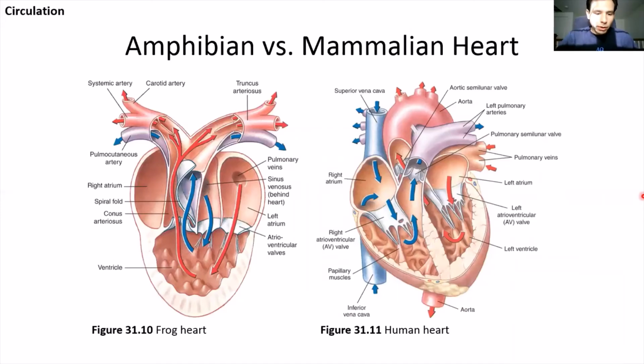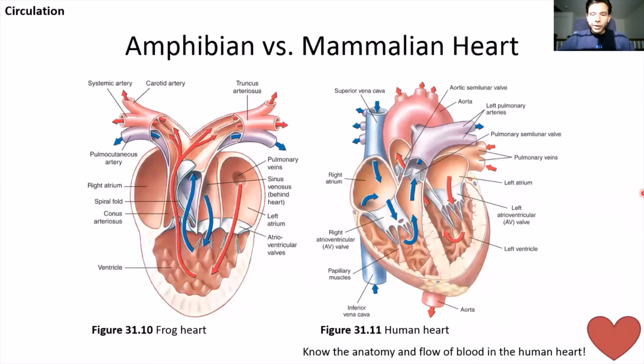So here, if we zoom into the heart, we see a comparison of the frog heart and a human heart. And again, the idea is the frog heart has two atria and one ventricle. And so both oxygenated and deoxygenated blood are going to mix in the ventricle. Okay? We have a more efficient compartmentalization of the heart in mammals with two atria and two ventricles that are separated by the septum, thereby keeping the oxygenated blood completely separate from the deoxygenated blood, making the mammalian circulatory system more efficient.